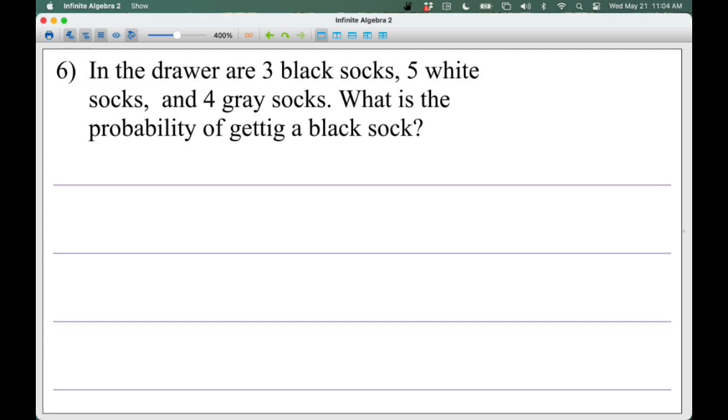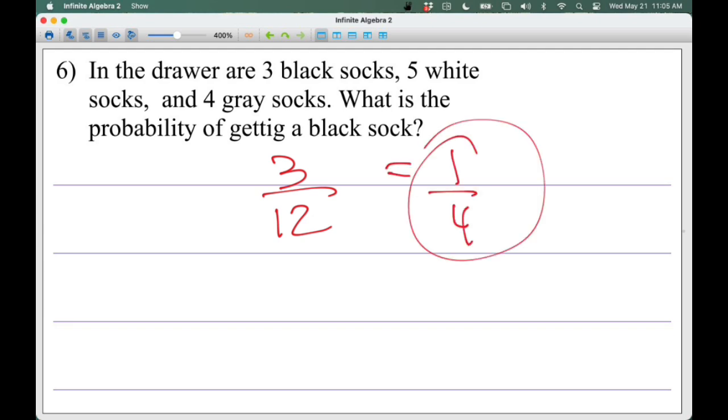We have a drawer with 3 black socks, 5 white socks, and 4 gray socks. This looks like we have somebody who has 3 black socks because one's missing. That's okay. What's the probability of getting a black sock? 3 over 12. So it's 1 over 4, 25%. You do have to reduce the fraction to be 1/4. Then you can make it into a percent if you want, 25%, because it's a quarter.